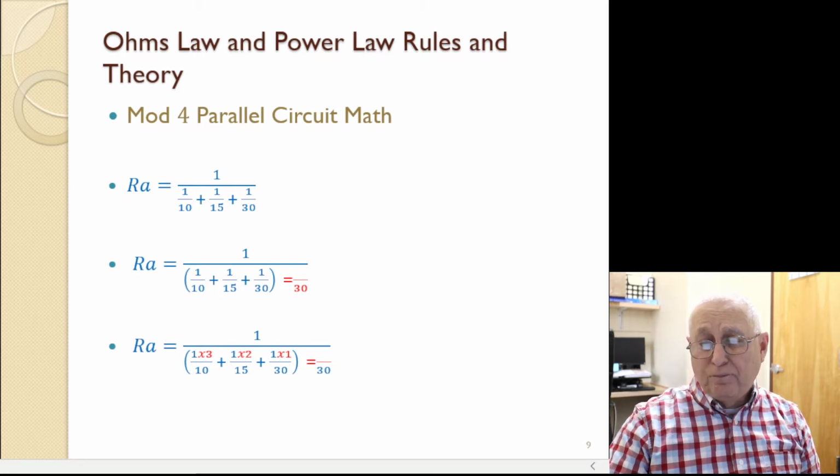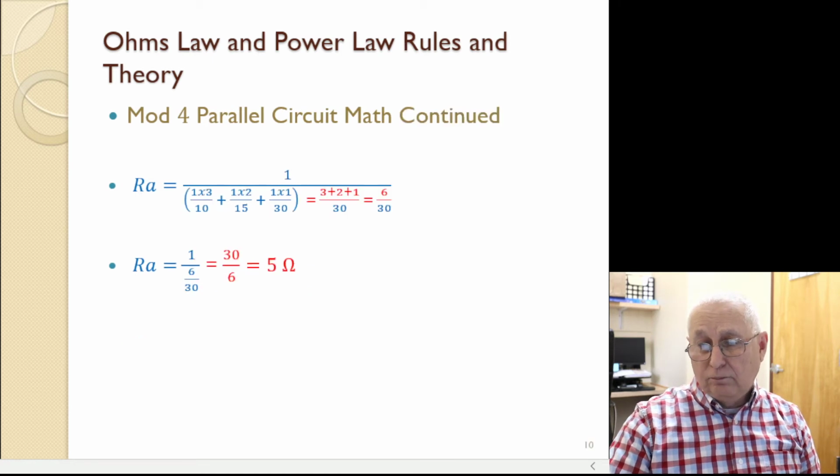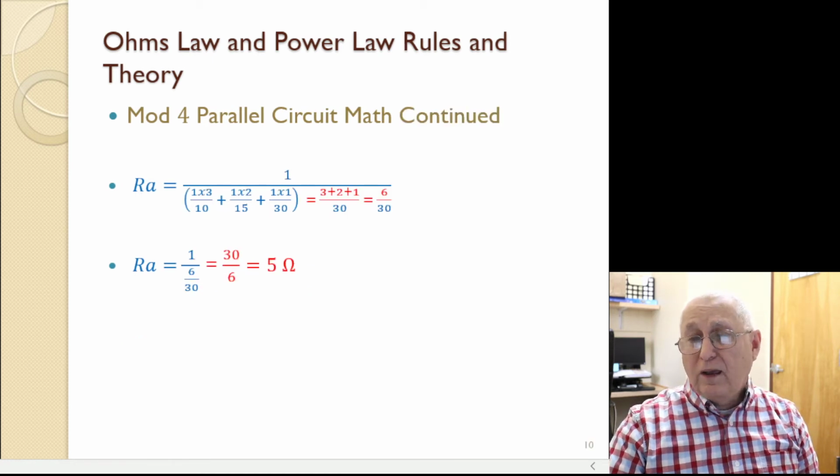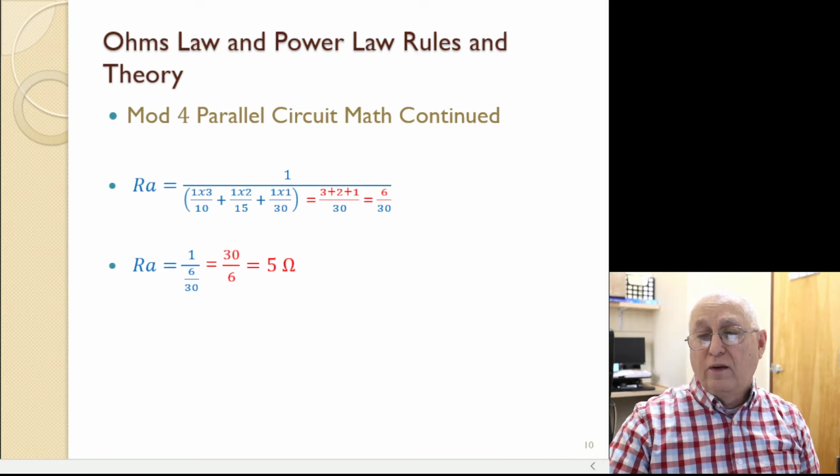Then we're going to divide. 10 goes into 30 3 times, 1 times 3. 15 divides into 30 2 times, 1 times 2. 30 divides into 30 1 time, 1 times 1. Now looking at it, 1 times 3 is 3. We have a plus sign, so I put a plus. 1 times 2 is 2. We have a plus sign, so we put a plus. 1 times 1 is 1. We have 3 plus 2 plus 1 equals 6 over 30.